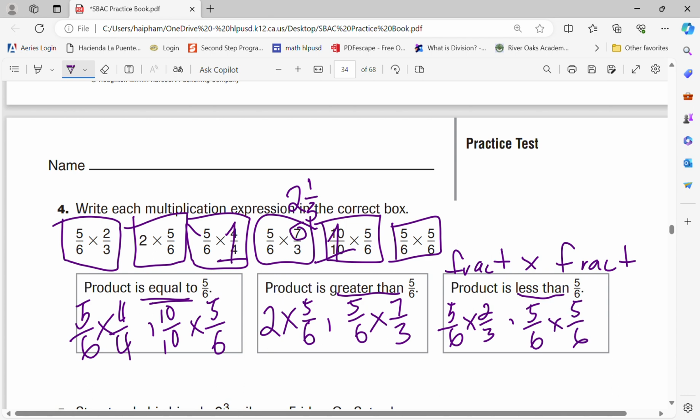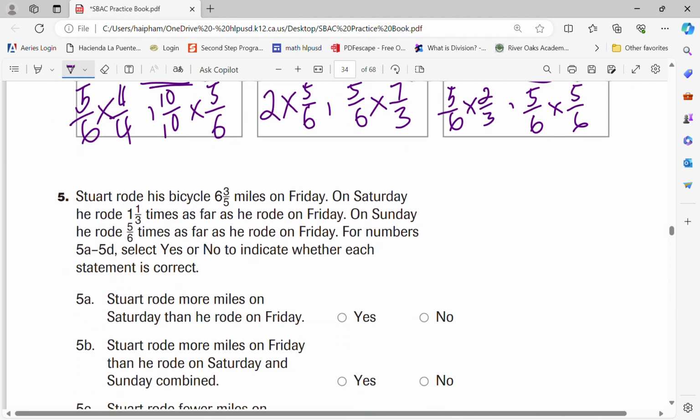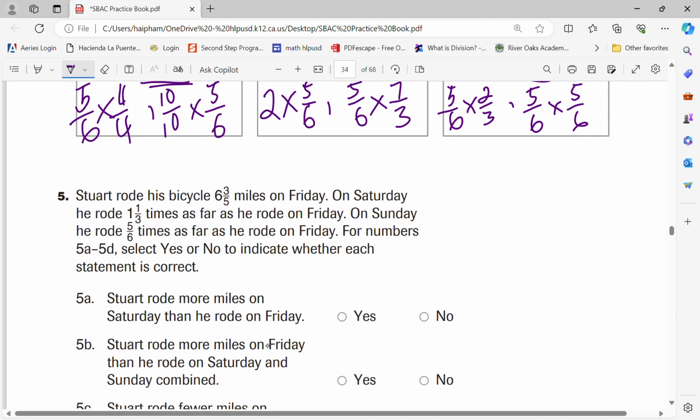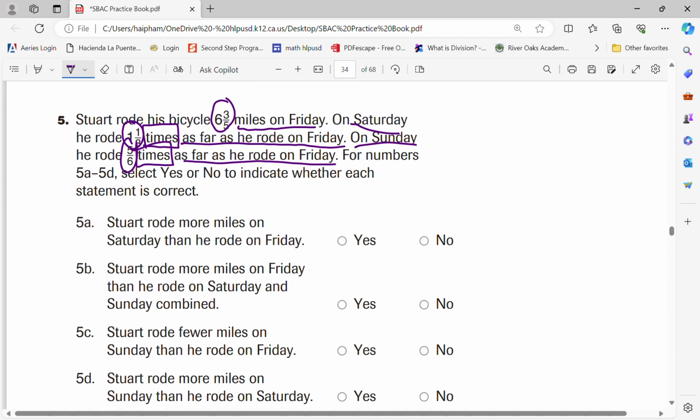Moving on to number 5. Stuart rode his bicycle 6 3/5 miles on Friday. On Saturday, he rode 1 1/3 times as far as he rode on Friday. On Sunday, he rode 5/6 times as far as he rode on Friday. For numbers 5a through 5d, select yes or no to indicate whether each statement is correct.